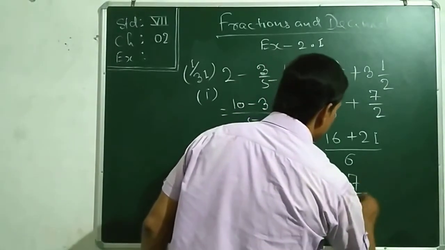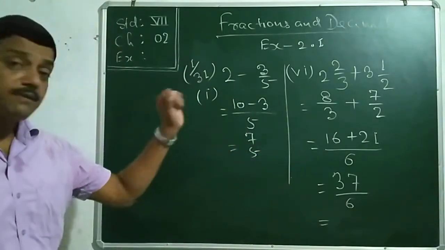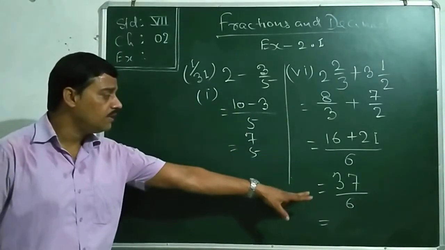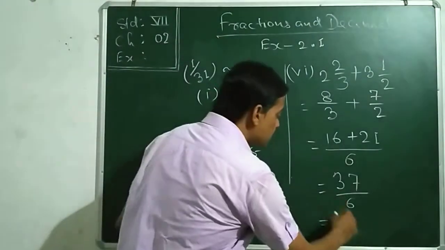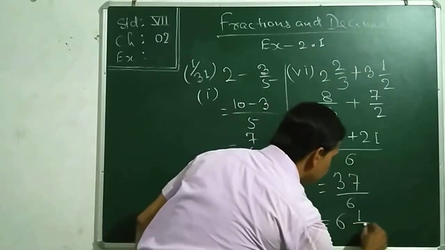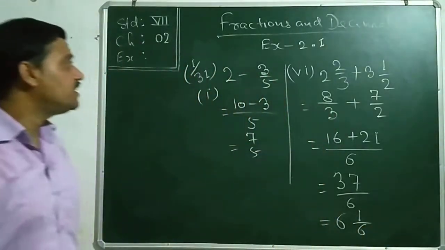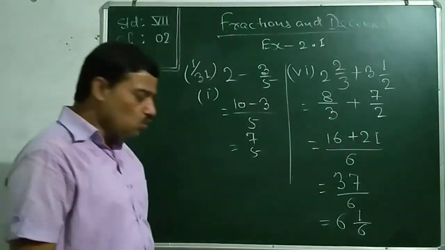37 by 6. And now you can write 37 by 6 in the form of a mixed fraction. 6 6s are 36, so 6 whole 1 by 6. In this way you can solve the remaining sums of question one. Come to the question two sum now.